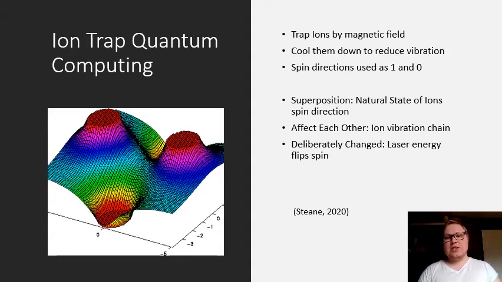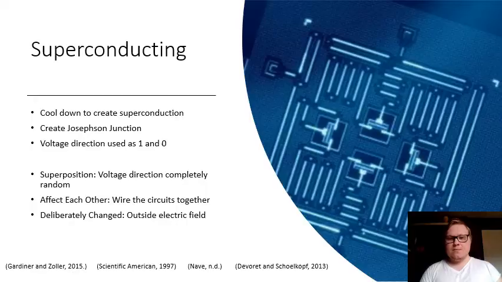Now, as for deliberate change, if you can hit them with lasers, you can add just enough energy to flip the state on purpose. Therefore, you can affect the system. And it therefore fulfills all the three criteria and is a working qubit. The superconducting qubit works very differently.